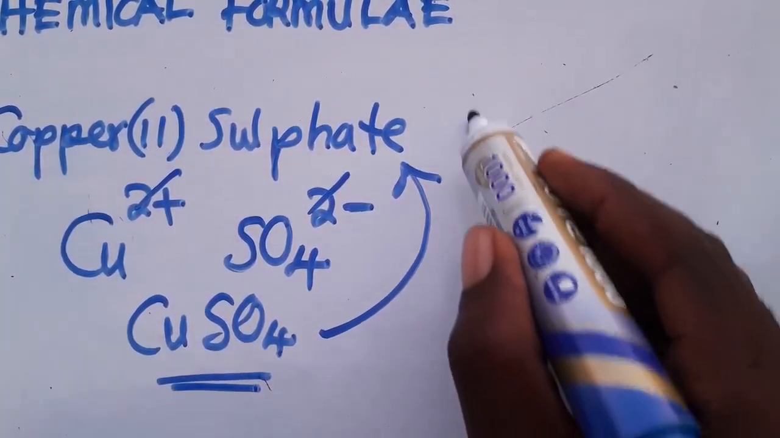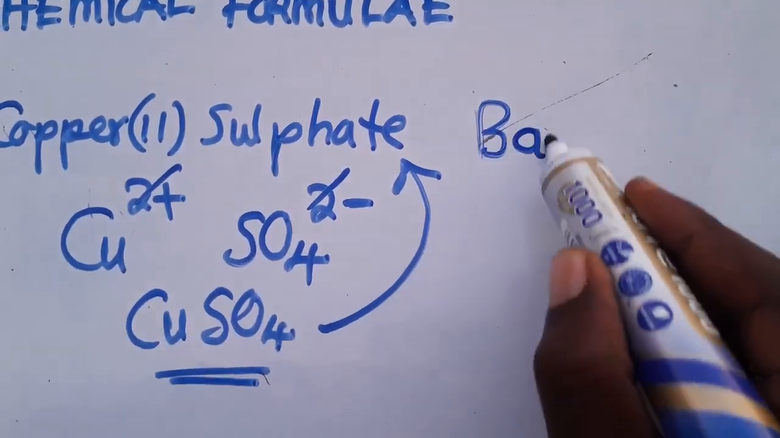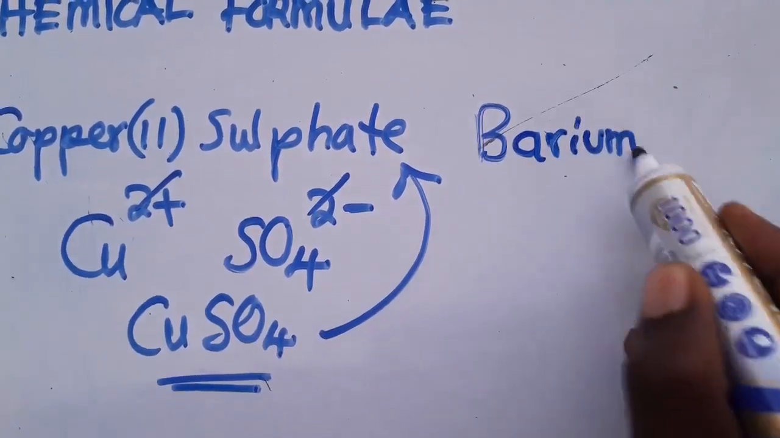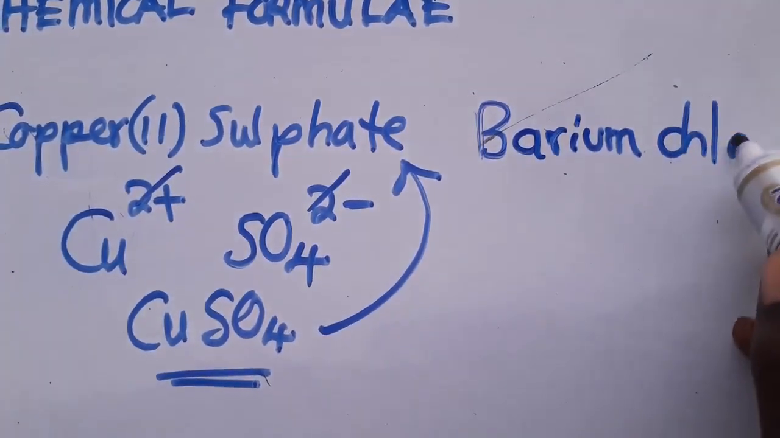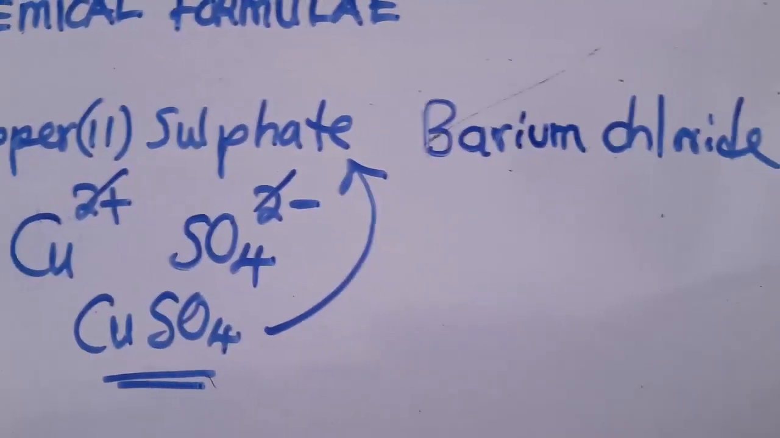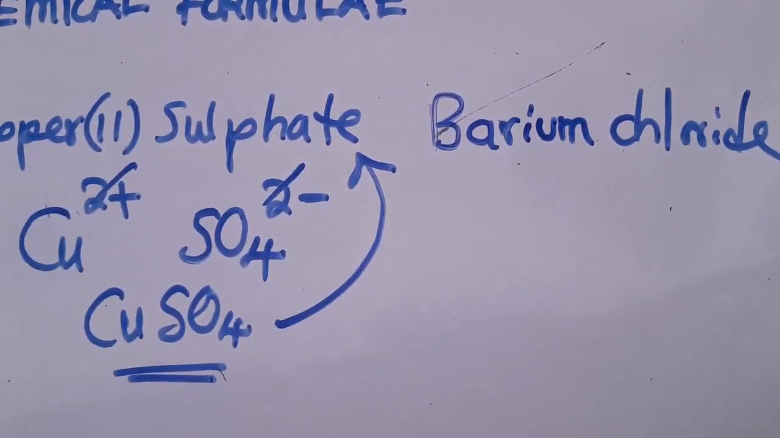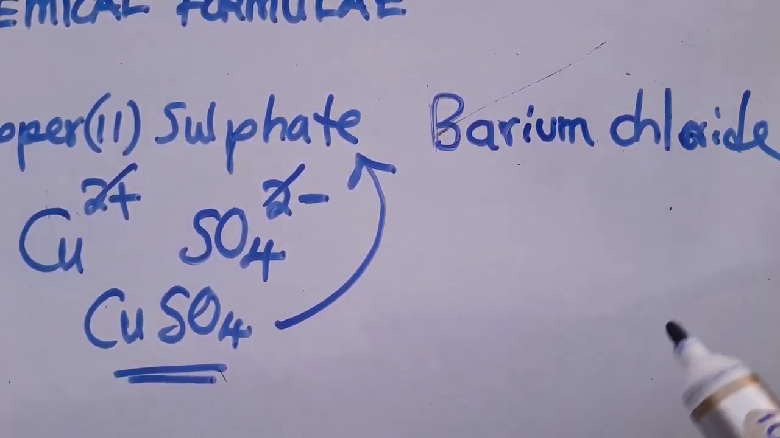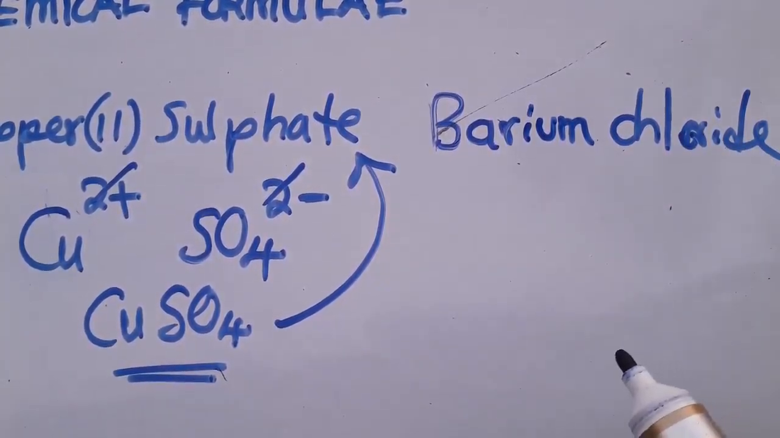Let us look at, let's say, what if you are told to write barium chloride? Something like this. Barium chloride. You are given barium chloride. How can you answer it? So this is barium chloride. How can you answer it?